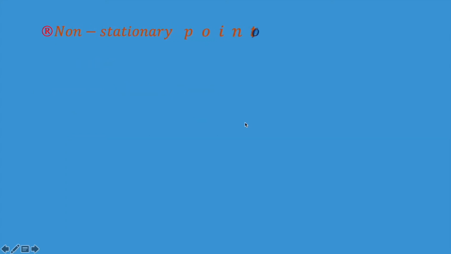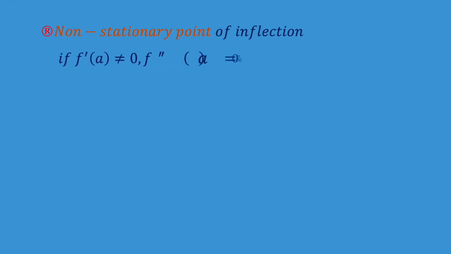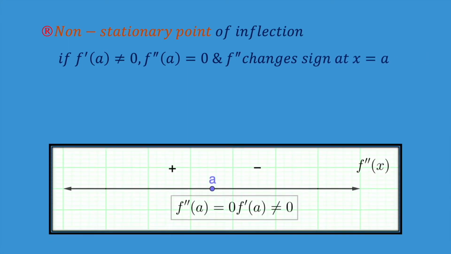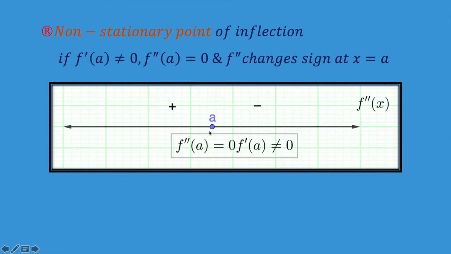What's a non-stationary point of inflection? These are just basic definitions. The first derivative is non-zero, but the double derivative is 0 and the double derivative changes sign at that point, as shown with the help of the sign diagram.